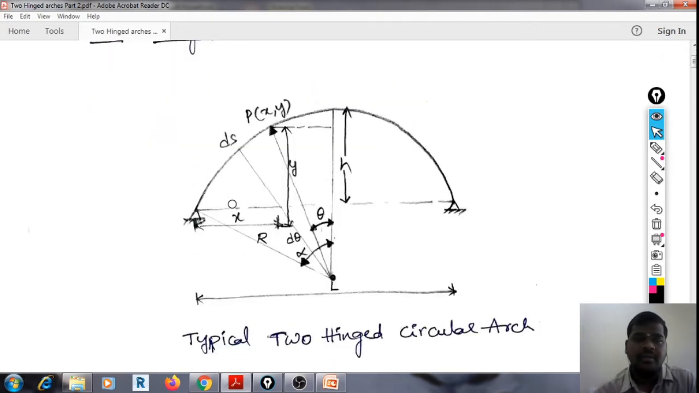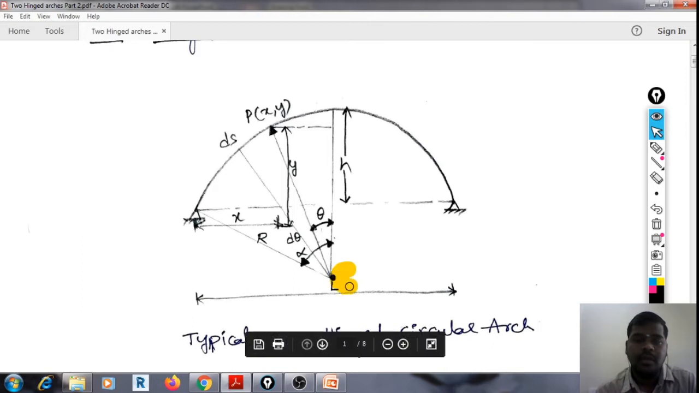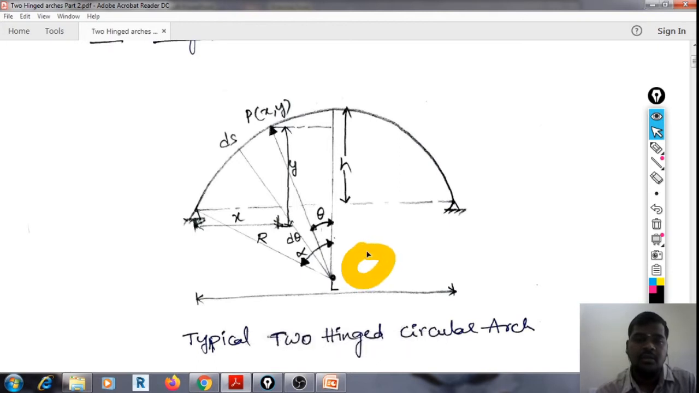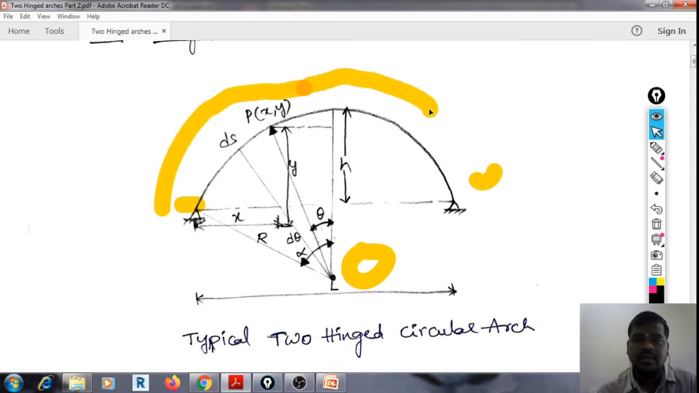So here we have a circular arch, this is the center O. Next, this is one springing and this is another springing, and this part of the arch can be called as a part of a circle. That means an arc. An arc of a circle is considered as an arch here.